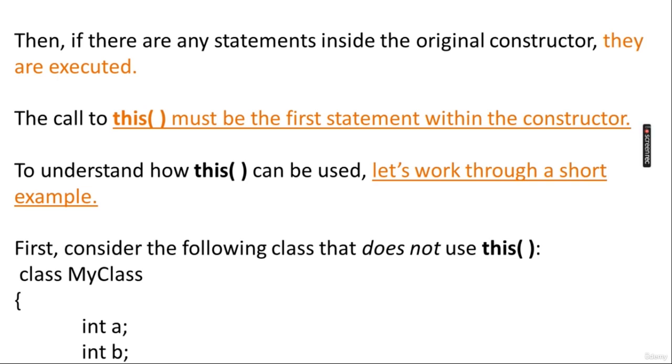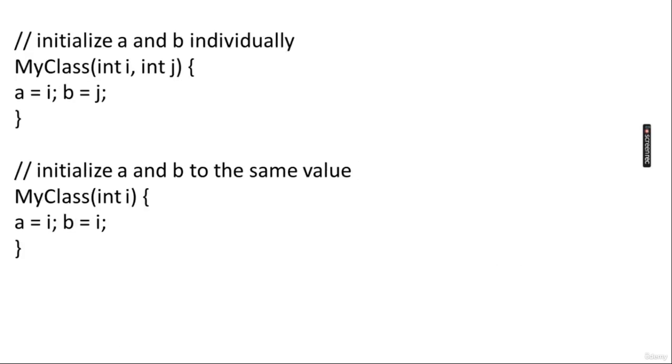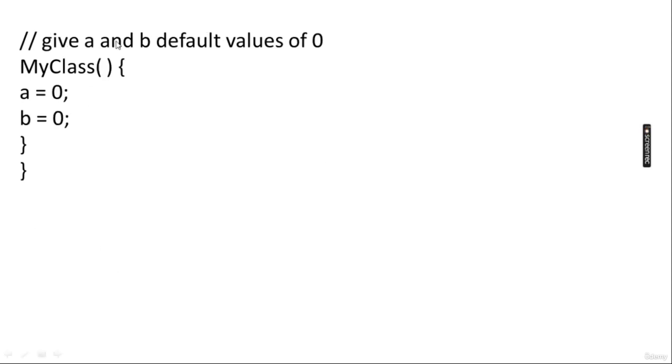First of all, we will see a class which does not use this. In MyClass, there are two integer variables a and b. Initialize a and b individually: MyClass(int i, int j), a = i, b = j. Initialize a and b to the same value: MyClass(int i), a = i, b = i. Then this is the initialization operation: give a and b default values of 0. MyClass with no parameters, the default constructor, a = 0 and b = 0.